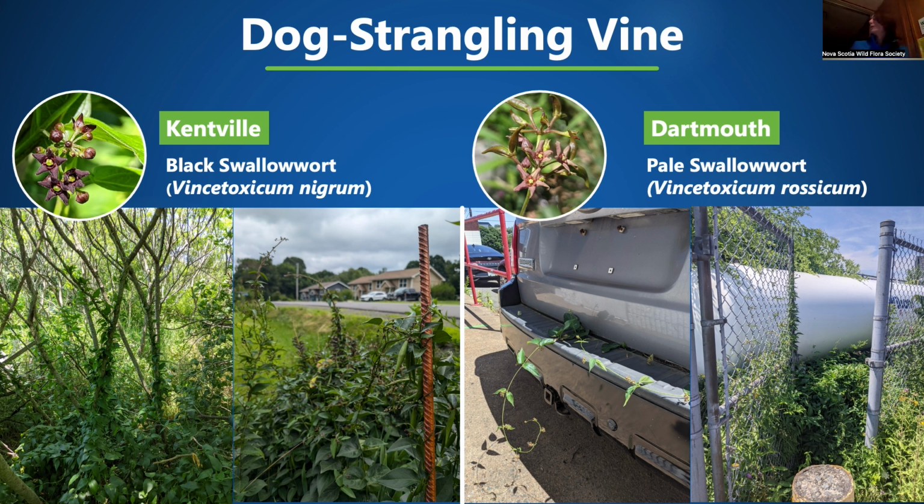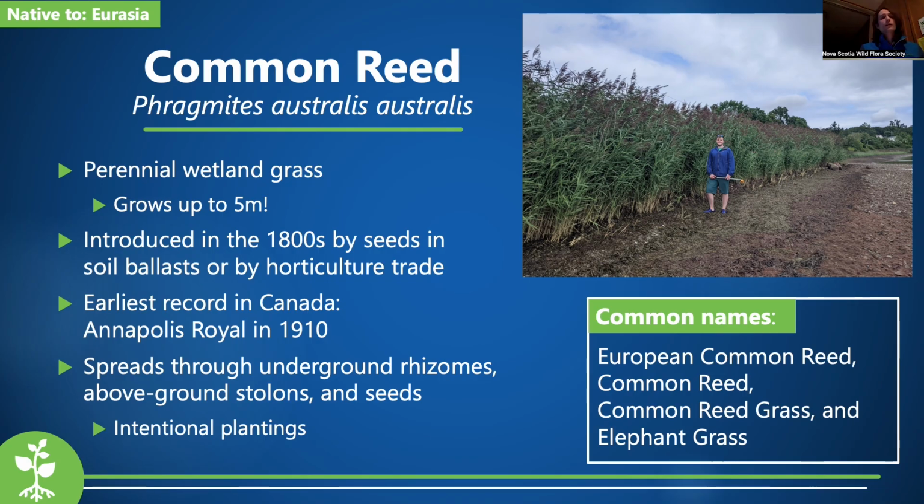All right, so the last plant I want to talk about is common reed. This is another big invasive plant species in the province. It is a perennial wetland grass that grows up to 5 meters tall, so it's a very big grass species. It was introduced to North America in the 1800s by seeds in soil ballast or by the horticultural trade. The earliest record in Canada was actually here in Nova Scotia in Annapolis Royal, back in 1910.